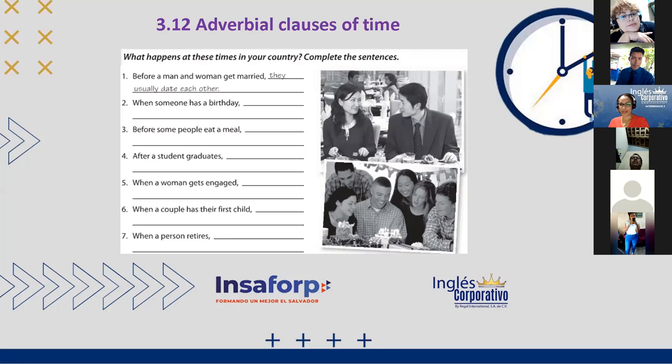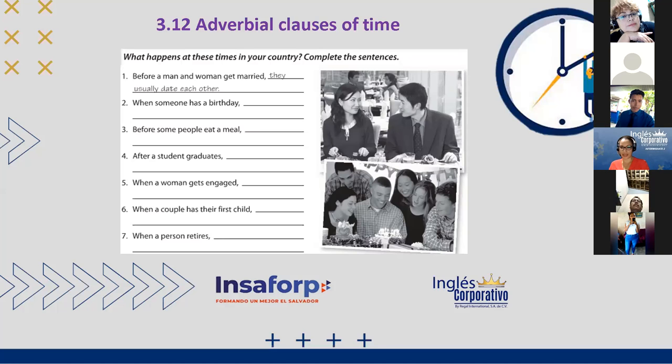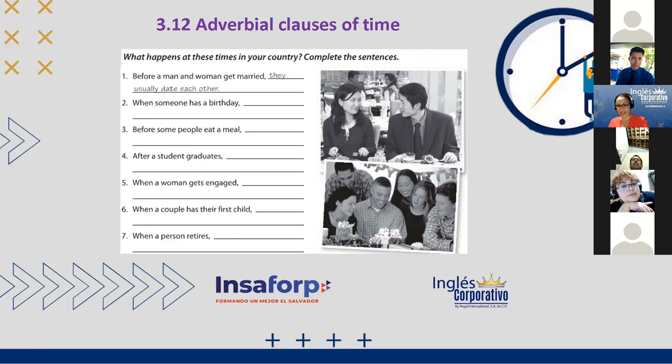Does somebody have something different for number 3? Jesus, what do you have in number 3? Sorry, I didn't listen very well, but I think in my case, before some people eat a meal, they usually wash their hands. The same one, okay. Okay, sorry. I know a new one. Before some people eat a meal, they ask for some drinks. Ah, okay. Very good.